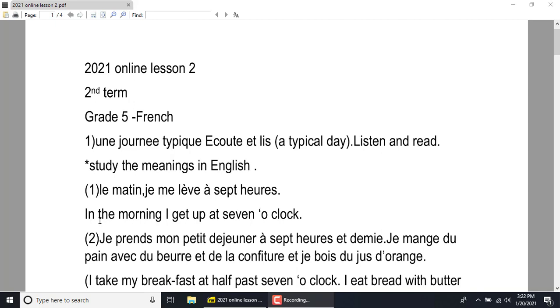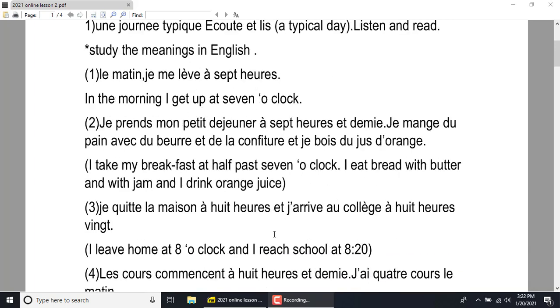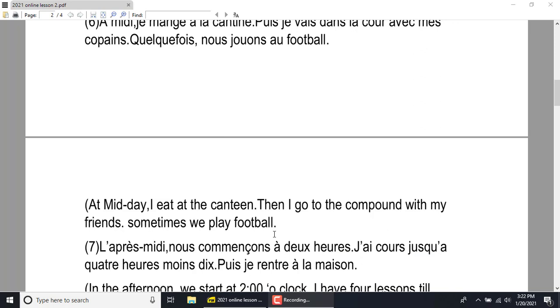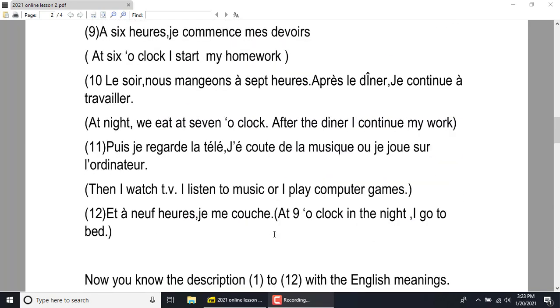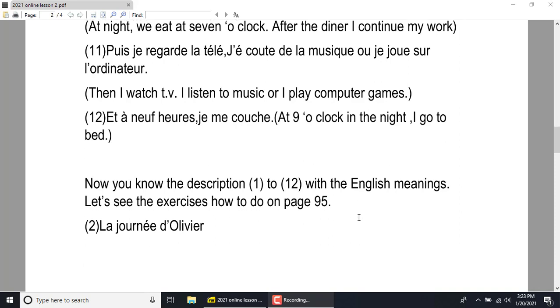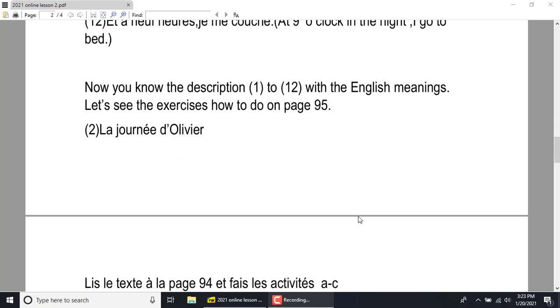Then for your convenience and for your knowledge, I have written the English meaning, so please refer to the English meaning and the French. Compare the English meaning also. It's important to know the English meanings. There are about 12 descriptions on page number 94. So go through all the descriptions and know the English meaning as well. Then we will see what the exercises are that we are supposed to do on page number 95.